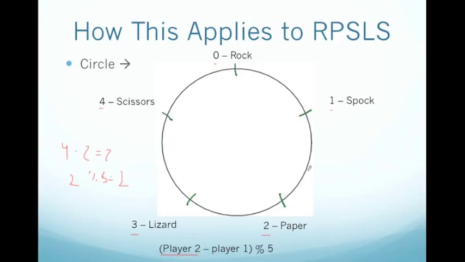Let me do one more example. Let's say player 1 chooses Spock, which is 1, and player 2 chooses rock, which is 0. 0 minus 1 is equal to negative 1. And negative 1 modulo 5, well, when you're doing a negative with modulo, you do the positive version, so 1 modulo 5 would be 1, and 5 minus 1 is 4, so this is equal to 4. And as we know, if the answer is 3 or 4, player 1 wins. So in this case, player 1 is the winner.